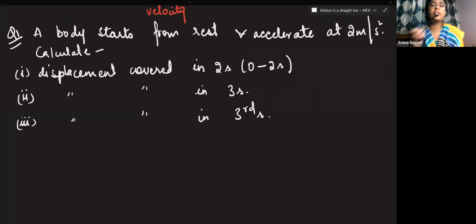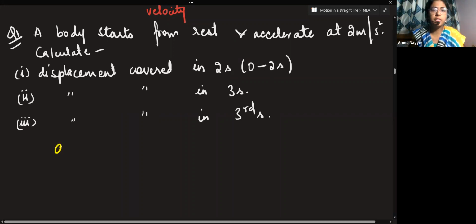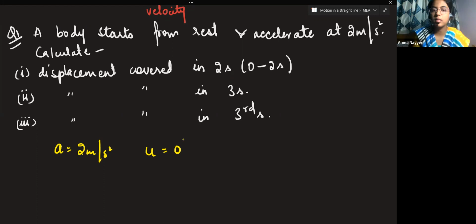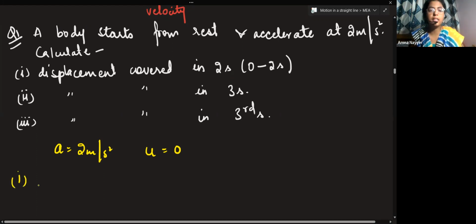Now see, the question says the body starts from rest and accelerates at 2 meter per second square. First and second parts are very easy. You will be able to read it. You try. Acceleration is given as 2 meter per second square. Initial velocity will be 0 because it starts from rest. You have to calculate the displacement covered in 2 seconds. So in the first part, the time has been mentioned as 2 seconds.